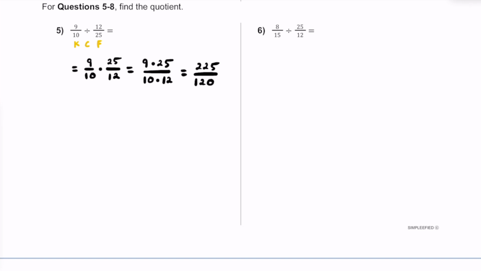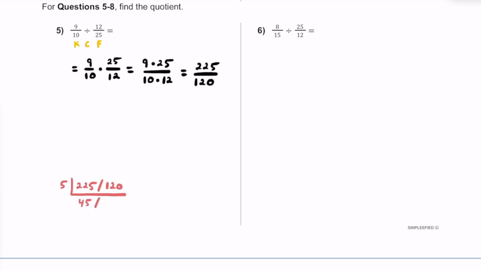Okay, so this would be our quotient or the answer to the division problem, but these numbers are pretty big, right? So let's see if we can do some simplifying here. So I'm going to take this 225 and this 120 and see if we can find any common factors. All right, so let's see here. They both end in a 5 or a 0, so I'm just going to go ahead and start with a 5 because I know you can divide these both by 5. If you take this 225 and divide by 5, I think it's going to be 45 here.